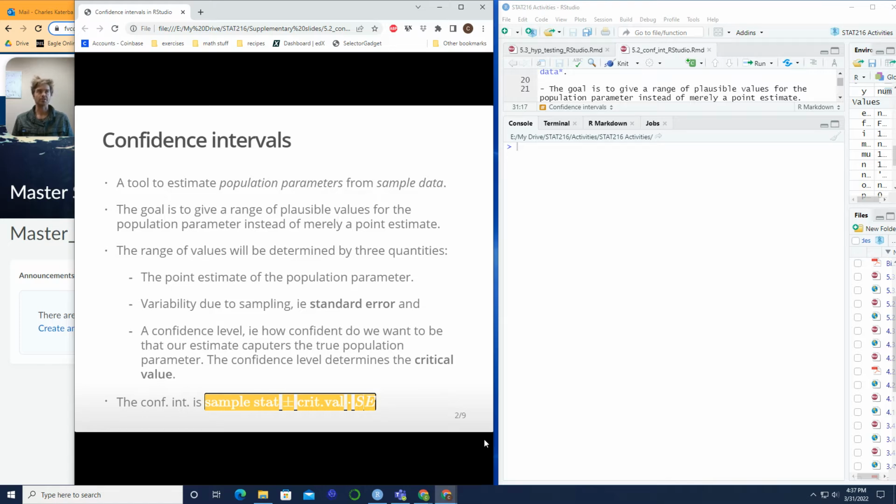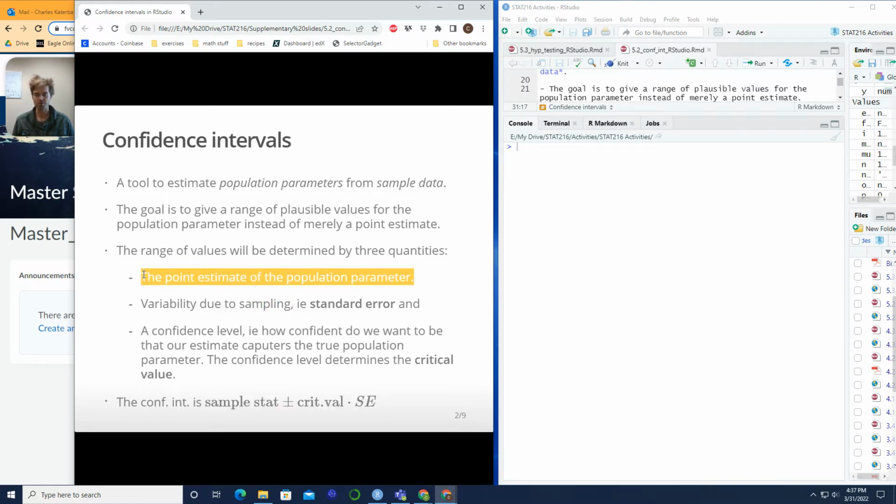Now, this range of values is going to end up being determined by three different quantities. The point estimate of the population parameter. In our example, this will be the sample proportion. Our range of values is going to have to incorporate variability due to sampling. That comes from the standard deviation of the sampling distribution, otherwise known as the standard error. One other thing we need is a confidence level. In other words, we want to specify how confident we want to be that our range of values encapsulates the true population proportion.